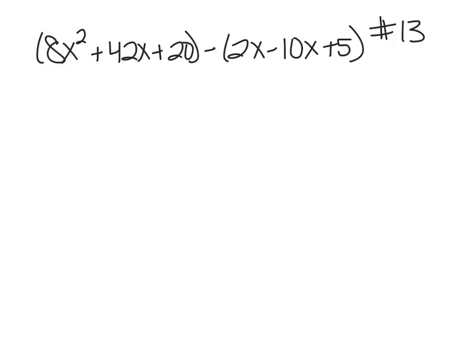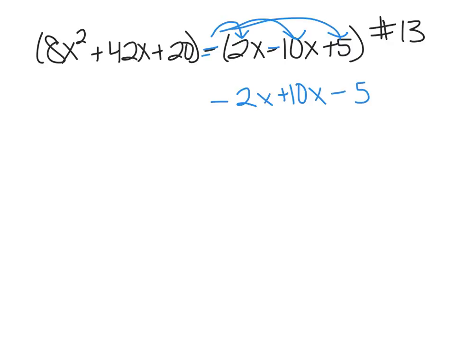Next problem. Notice how the parentheses are not touching and there's an operation in between. So what I'm going to do is distribute this negative to all three pieces. That will give me negative 2x. Negative times a negative is a positive 10x. Negative times a positive is negative 5.